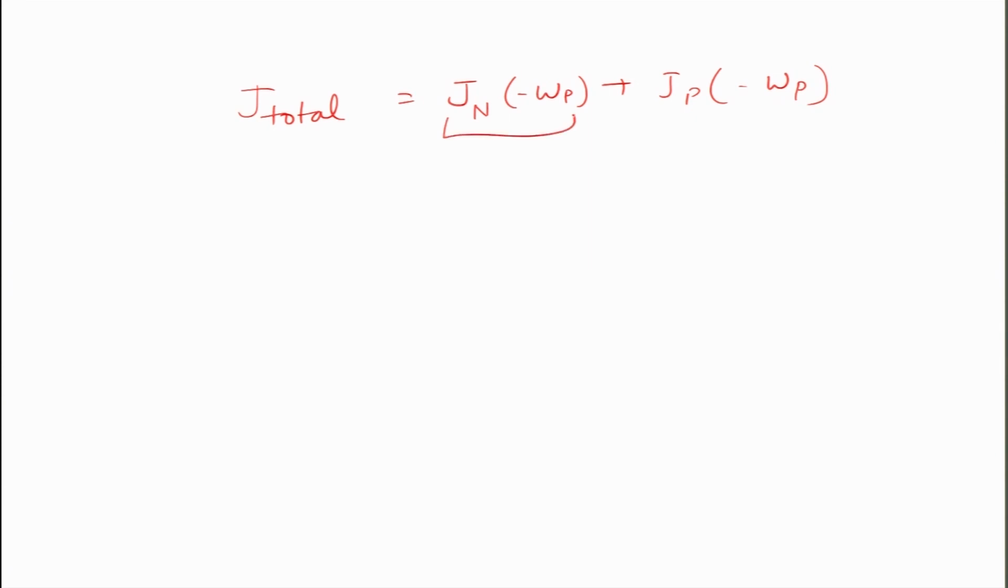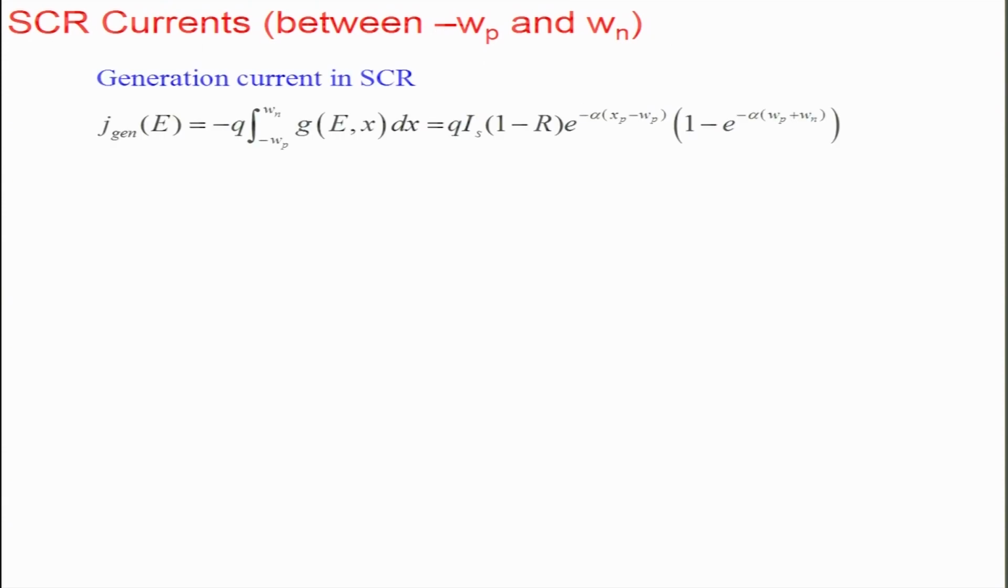It is easy to calculate this, but it is not easy to calculate this because carriers will immediately diffuse away. So instead of doing this, you do Jn at minus Wp, which can be calculated easily using diffusion, using the solutions. Jp at Wn, this is also calculable, and then whatever is generated from the SCR region. So that is what we are going to look at now. Let us look at the space charge region current between minus Wp and plus Wn.